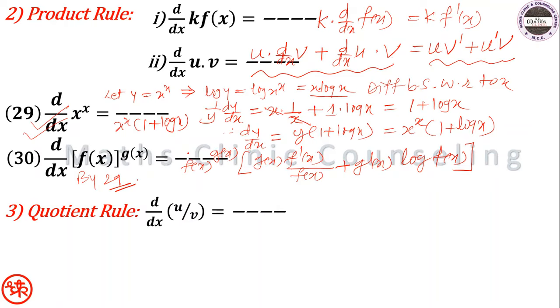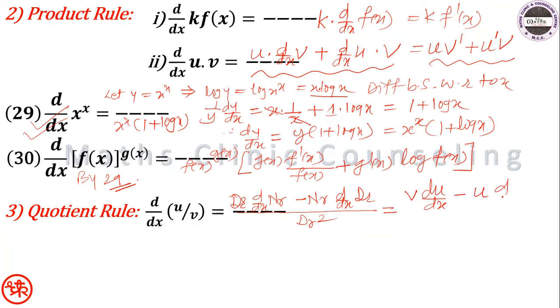Now quotient rule. What is quotient rule? Quotient rule, u by v. So here what is quotient rule? Denominator into d/dx of numerator minus numerator into d/dx of denominator, upon denominator square. So denominator v into d/dx of u minus u d/dx of v, upon denominator square, में v square. This is the quotient formula, right, when u by v form is there.